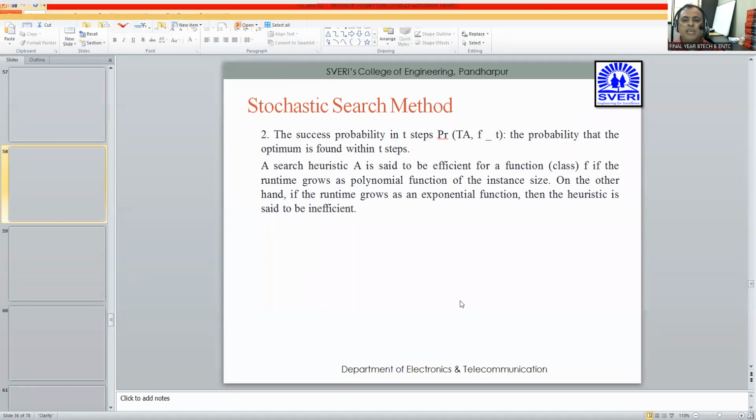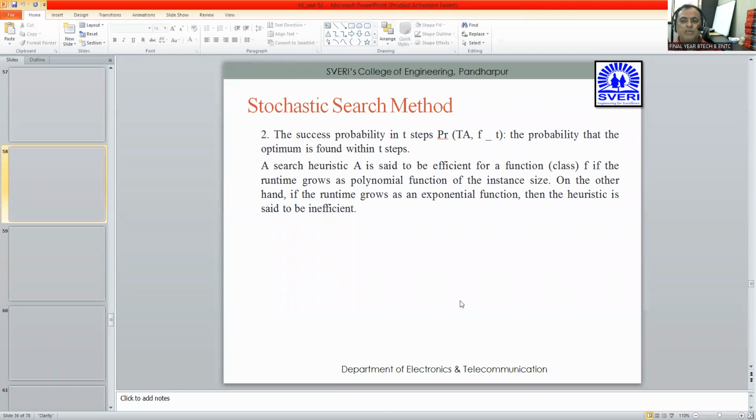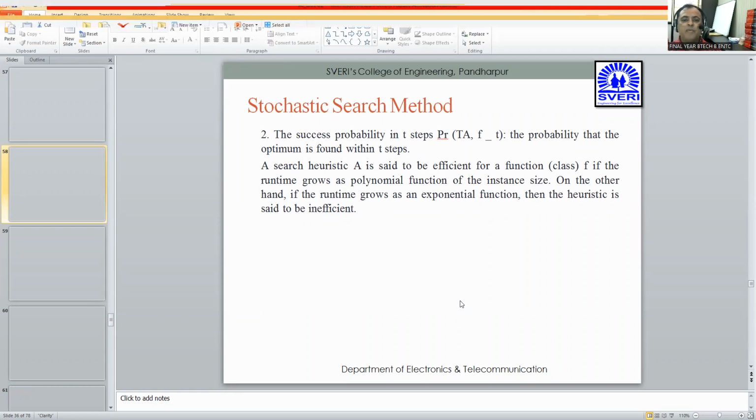A search heuristic A is said to be efficient for the function f if the runtime grows as a polynomial function of the instance size. On the other hand, if the runtime grows as an exponential function, then the heuristic is said to be inefficient. So that means it has not to be an exponential function, otherwise it will become inefficient.